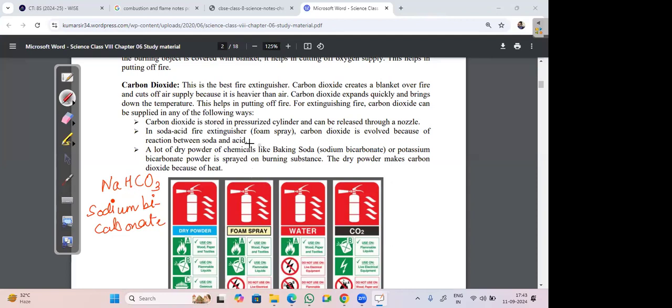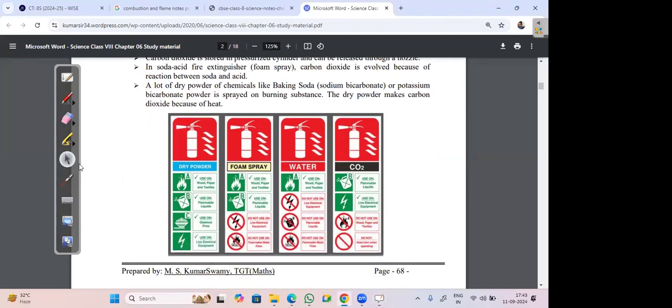This is generally in the form of a spray. You will get a foam of carbon dioxide gas. The reaction between soda and acid produces a foam. Now see this one: the foam spray cannot be used over electric shocks and not over oil sprays.